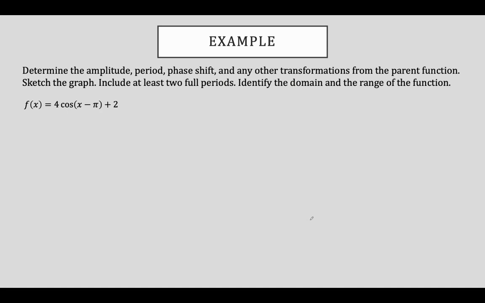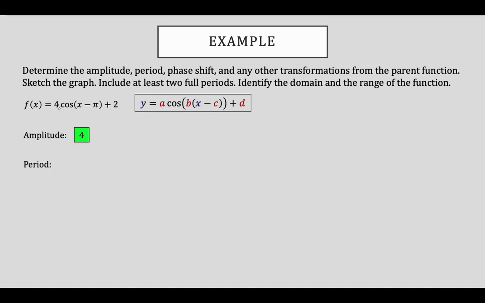So let's look at a cosine function. f of x is equal to 4 cosine x minus pi plus 2. Again, always good to remember the standard form, y equals a cosine b times the quantity x minus c plus d. The nice part about this problem, it's already written out in standard form, so we can easily identify each constant. What's the amplitude? Well, amplitude is the absolute value of the a constant. The absolute value of 4 is 4.